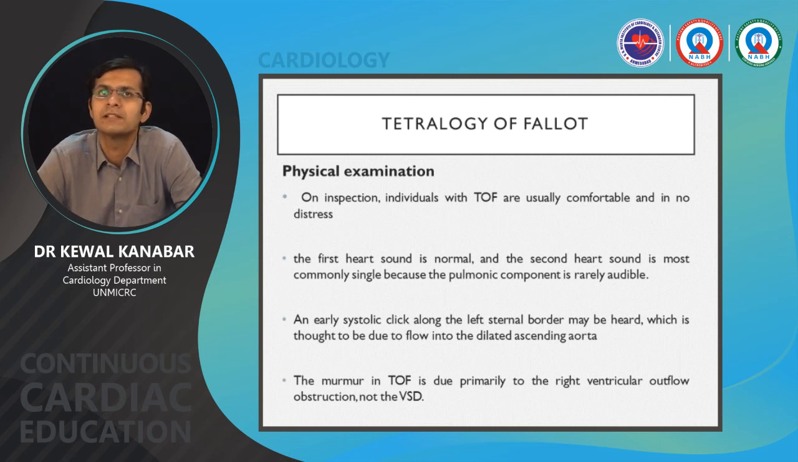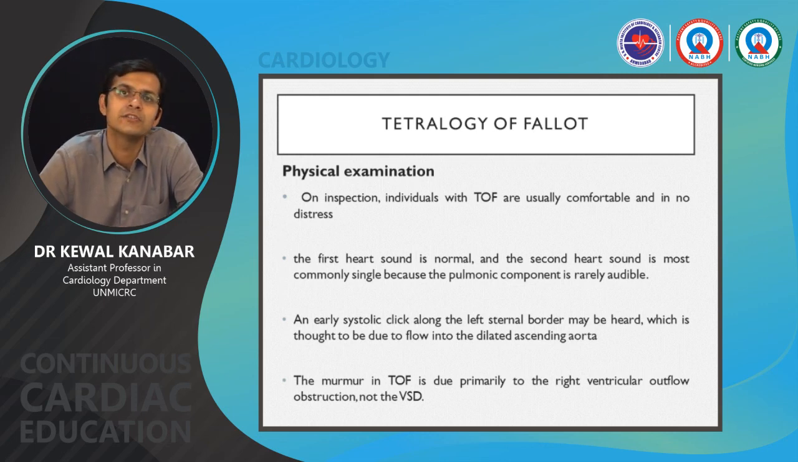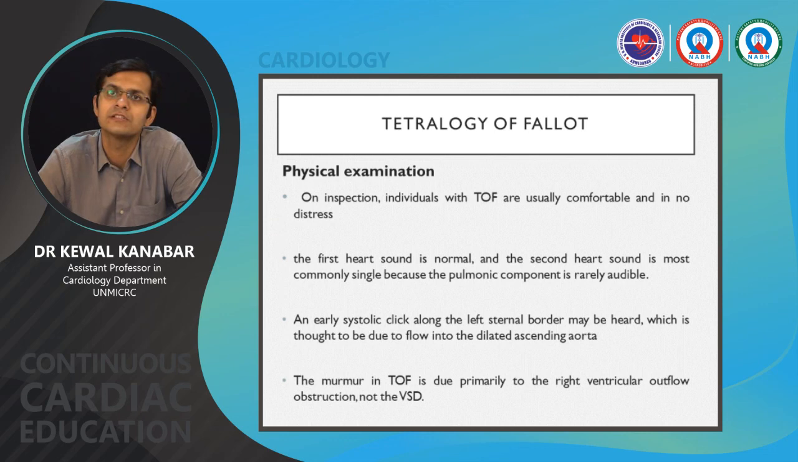First heart sound is normal, the second heart sound is single. Sometimes there may be an early systolic click, but most of the times we do not hear it. The murmur is primarily because of the right ventricular outflow tract obstruction. The more severe the stenosis, the lower the pulmonary blood flow and the lower the intensity of the murmur.